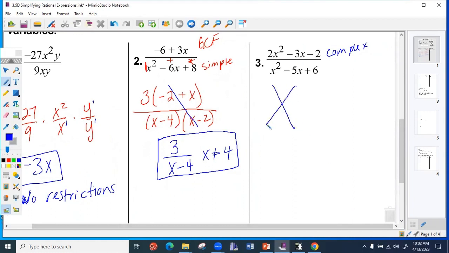Okay, the reason why it is a complex is because is my leading coefficient 1 anymore? No, it is something other than 1. When that happens, you have to multiply your leading coefficient times your constant. So you're doing 2 times -2 makes -4, and then you're looking at your middle term, which is -3.